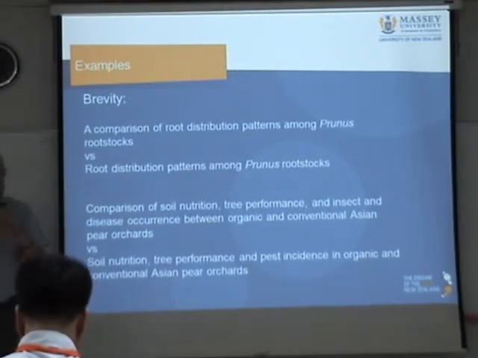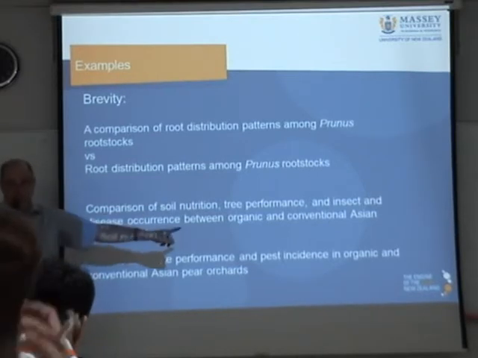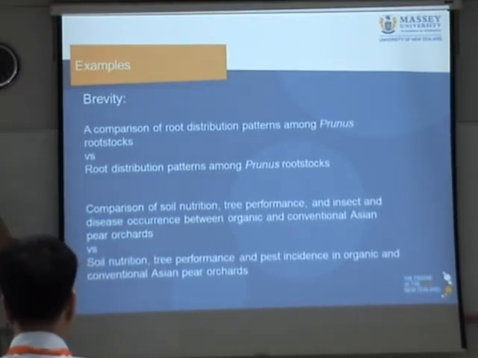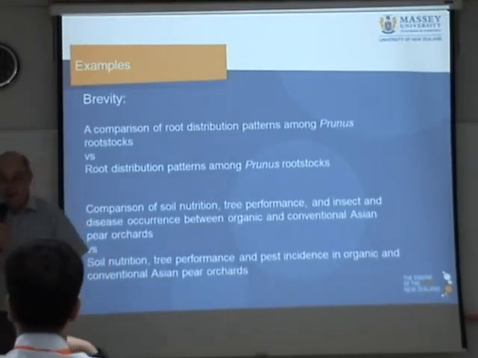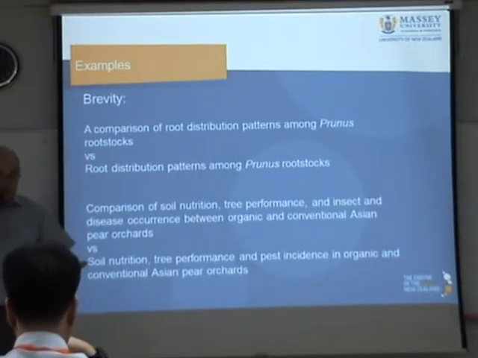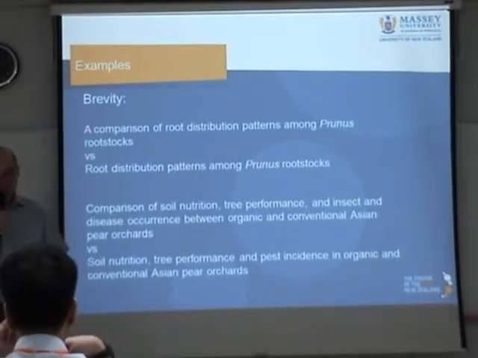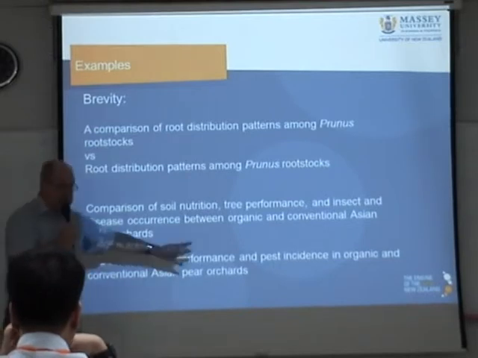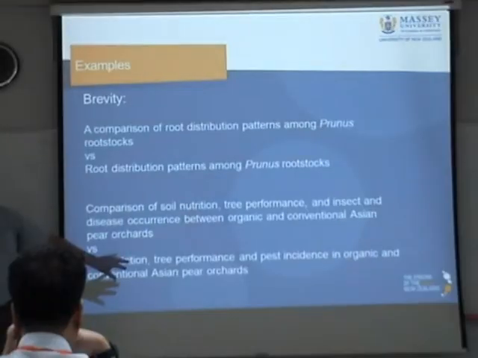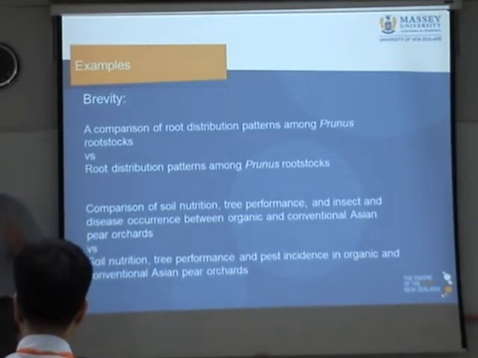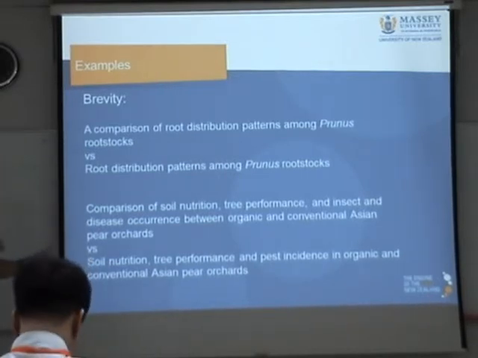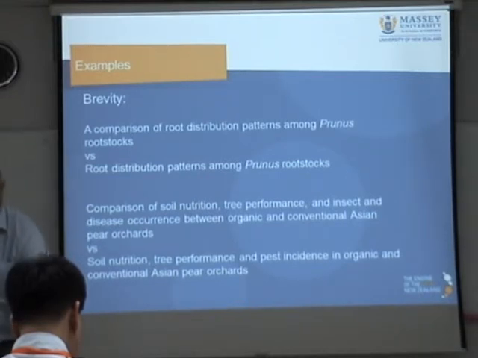Think about it for a minute. Comparison of. If I've got soil nutrition, tree performance, and pest incidents, I'm likely to be comparing them, right? So I don't need to say that. Stick to the main factors and what you're doing the study on. Saying things like effects of, comparisons of, is redundant. You don't need those words. It's self-evident in the shorter titles that you're using. Everybody still uses those words though.